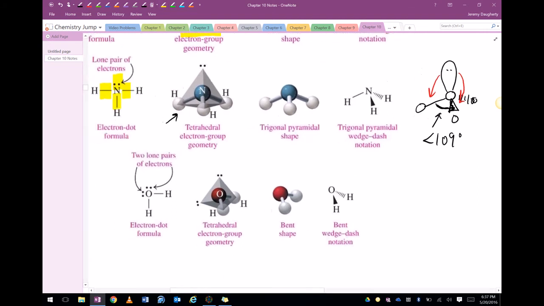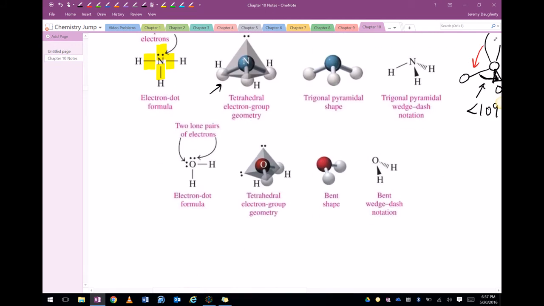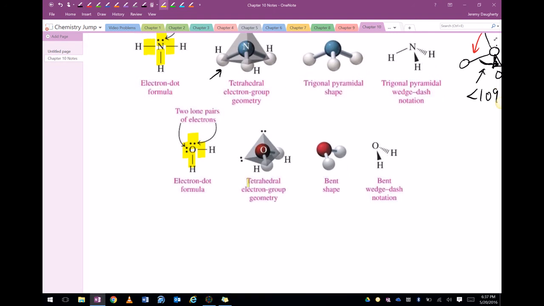Alright, the final electron domain geometry for 4 electron domains. Let's see, we got 1, 2, 3, 4. So there's 4 electron domains. That means the electron domain geometry is tetrahedral. Right. But if we're going to describe the molecule, take a look. It's bent or V-shaped. So we've seen this before.